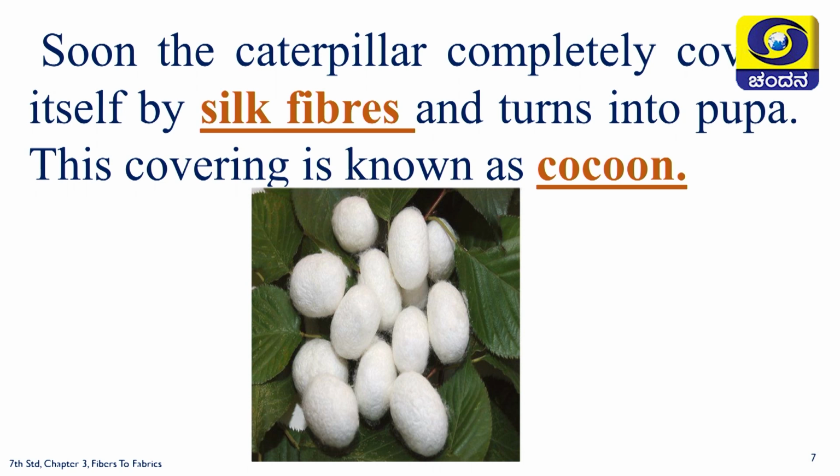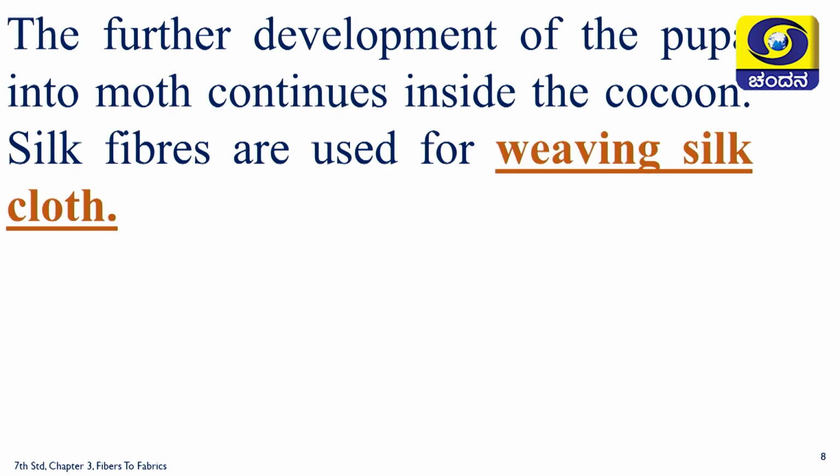You can see small white ball-shaped materials, with oval-shaped caterpillars inside. That covering is called a cocoon. You can see how nicely the silkworm, the caterpillar, has covered itself with the silk fibers.